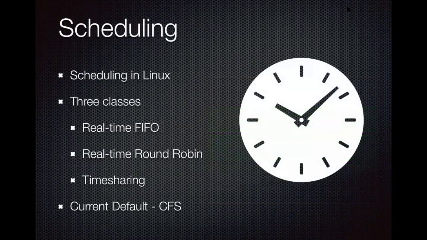So the last thing I'll talk about is scheduling in Linux. Because Linux threads are kernel threads, scheduling is based on threads, not processes. The three main classes for threads, as you saw previously, are real-time FIFO, real-time round robin, and time sharing. But the current default in modern Linux is the Completely Fair Scheduler, or CFS. The main idea behind this is to maintain balance or fairness in providing processor time to tasks.